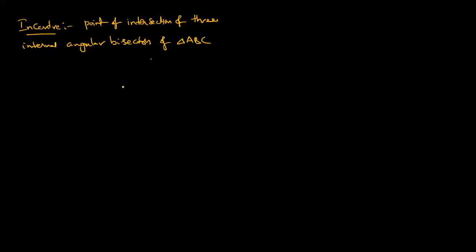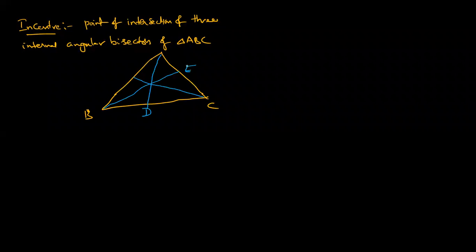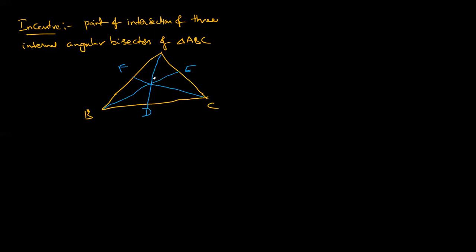Right. For example, dear students, triangle A, B, C. This is the internal angular bisector. Suppose these are D, E, F. These are intersecting at I. One circle is touching all the three sides.